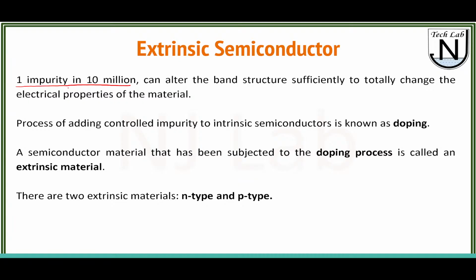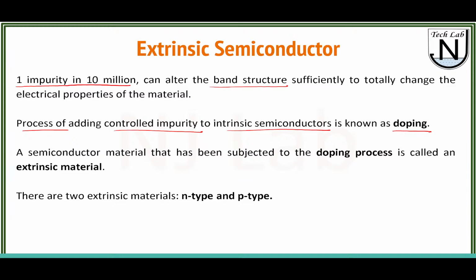So when we add this much amount of impurity, the energy band structure of the semiconductor material is going to change, right? So we are going to discuss what happens to the energy band diagram. Now the process of adding a controlled impurity to the intrinsic semiconductor is known as doping.